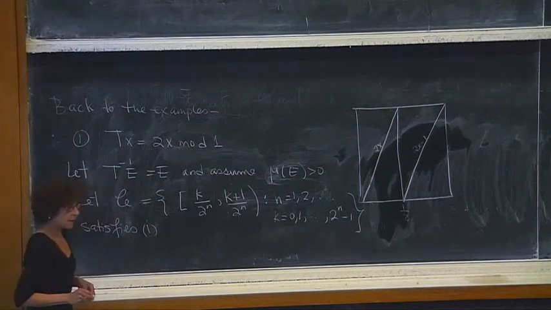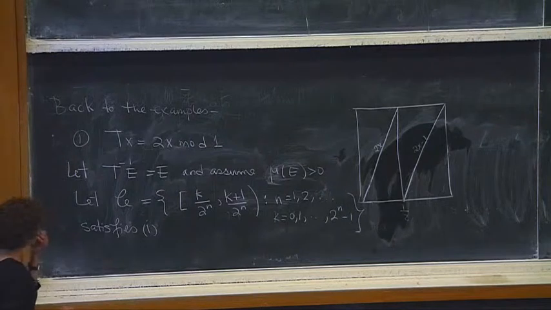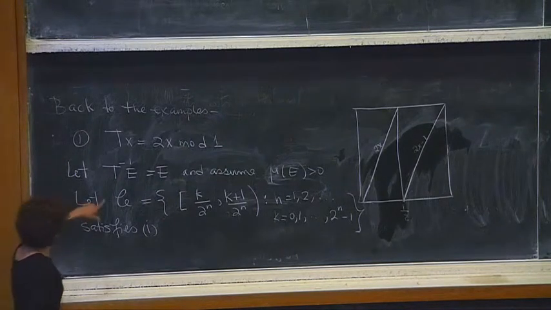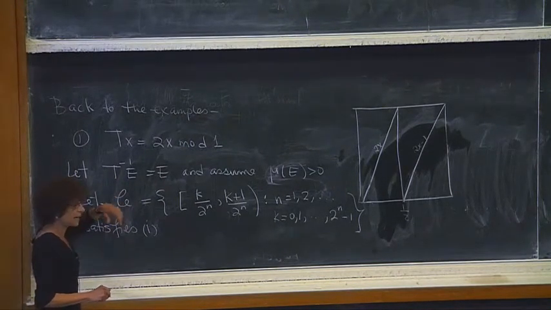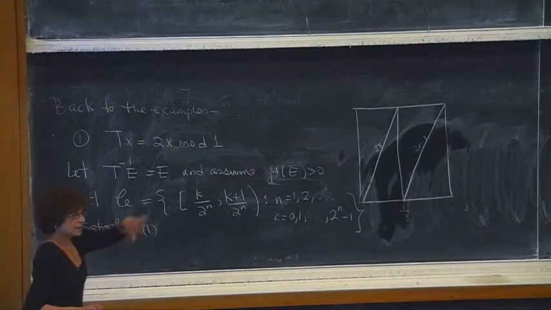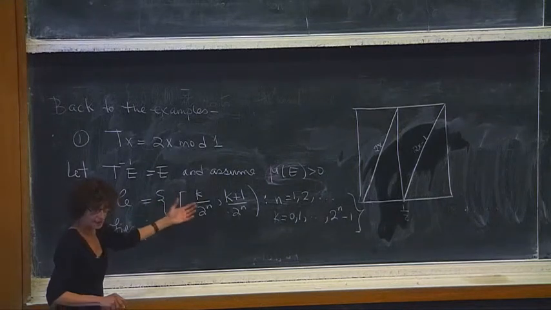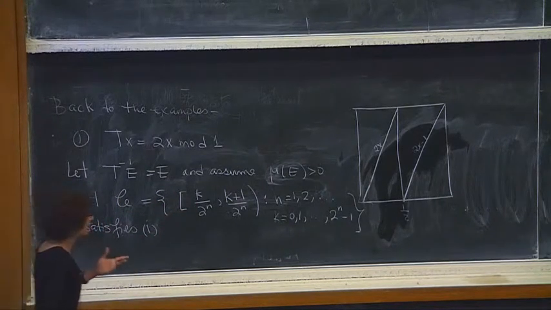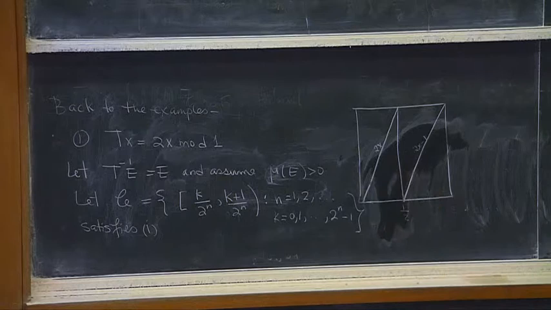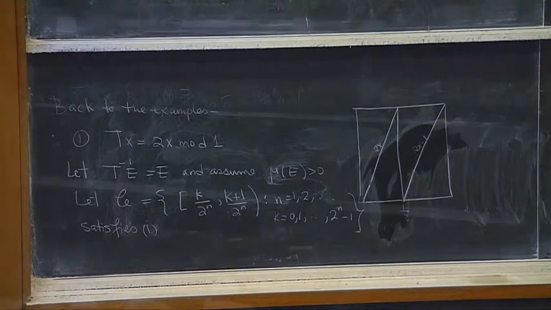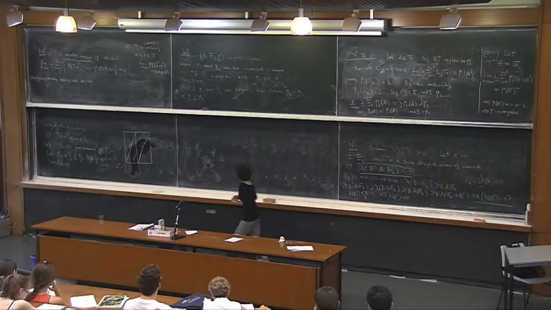And now I want to do 2. So I want to show that E intersects every dyadic interval, with the measure of the intersection greater than some constant times the measure of the dyadic interval. And the trick is very easy, actually. What you do is I take this set E.